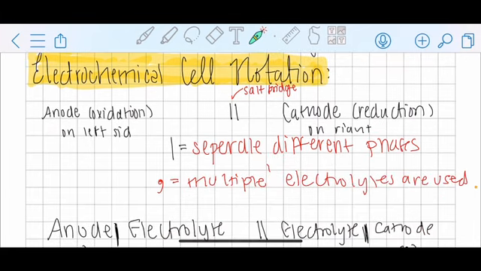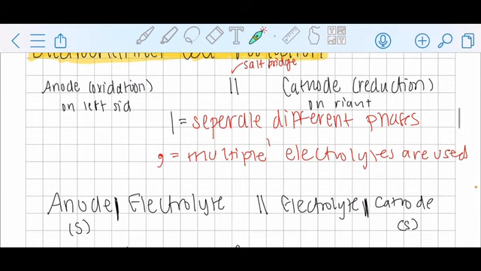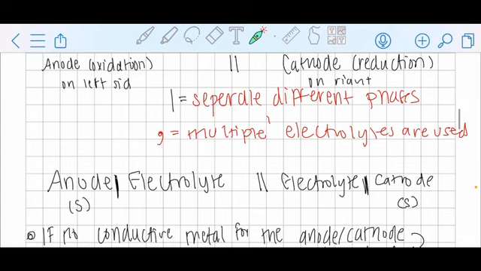Electrochemical cell notation: anode oxidation is always on the left side and cathode reduction is on the right. A good way to remember this is that the reaction goes from A to C, kind of like in the alphabet. The two dashed lines separate a salt bridge, like the anode and the cathode side being separated by a salt bridge, and the one slash separates different phases, for instance, aqueous to liquid, or liquid to gas, or to solid, and so on and so forth.